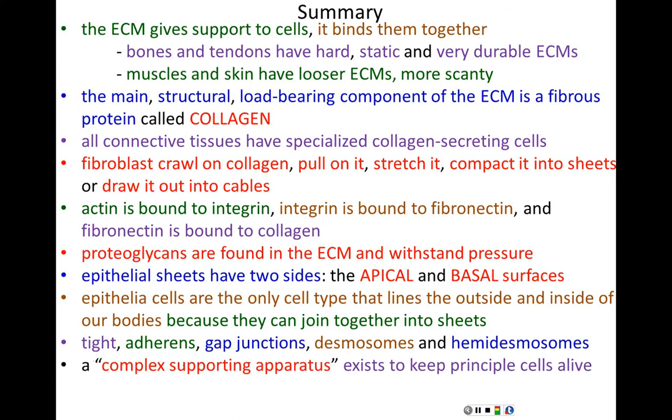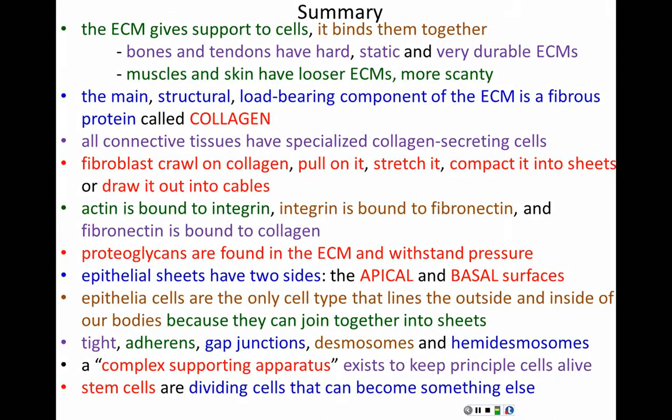We then moved on to the bigger picture. Every single tissue type really, by definition, has to be a complex supporting apparatus made up of many, many different cell types, all working together to keep the principal cells of that tissue alive, to keep the lung cells alive in the lung, to keep the liver cells alive in the liver. And then we also need, for when those cells die, a means to replace and replenish them, and that's where stem cells come in. Stem cells are dividing cells that really don't have their own function, but they can differentiate into other cell types which do have function.